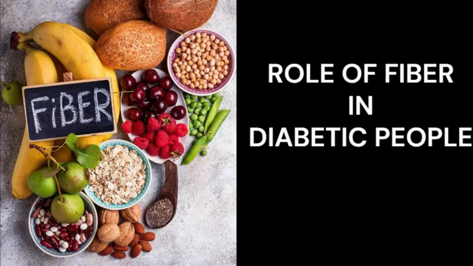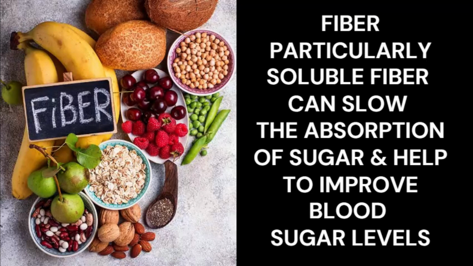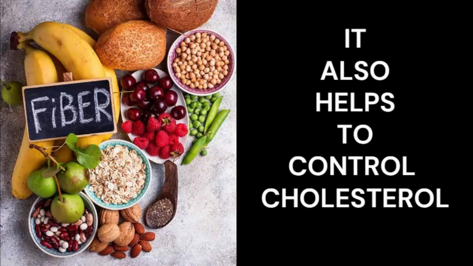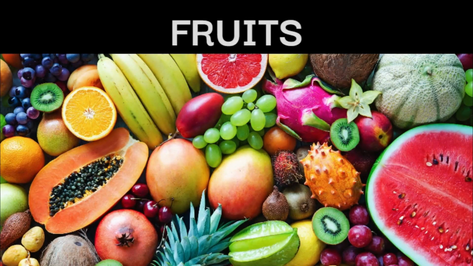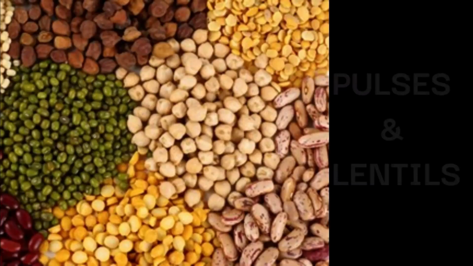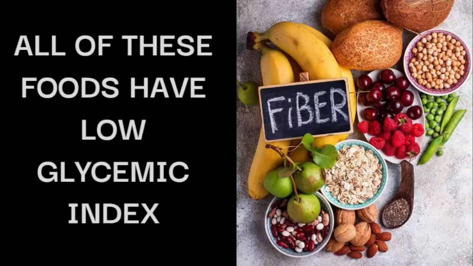Role of fiber in people with diabetes. Fiber, particularly soluble fiber, can slow the absorption of sugars and help to improve blood sugar levels. It also helps to control cholesterol. Example: oats, barley, fruits, vegetables, nuts, pulses, lentils. Almost all these foods have low glycemic index.